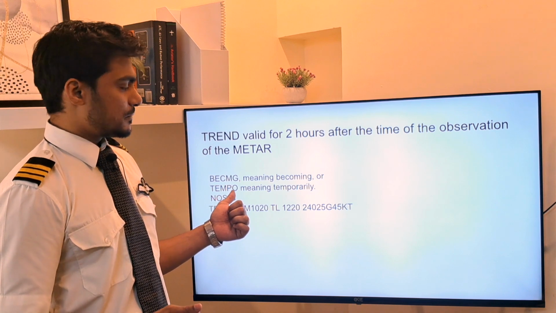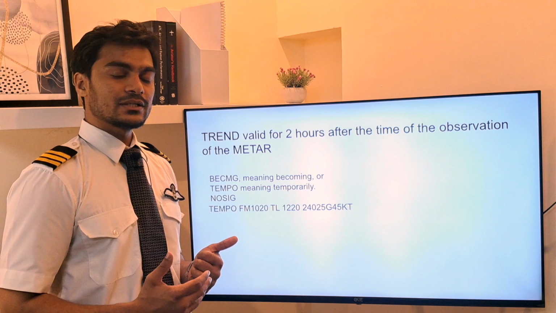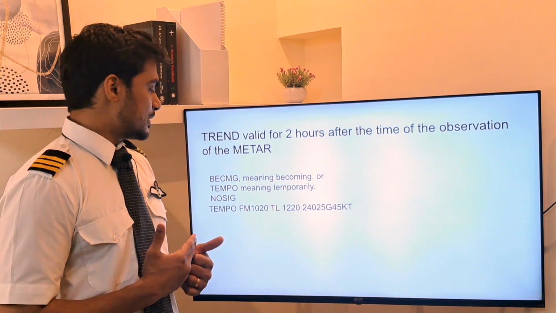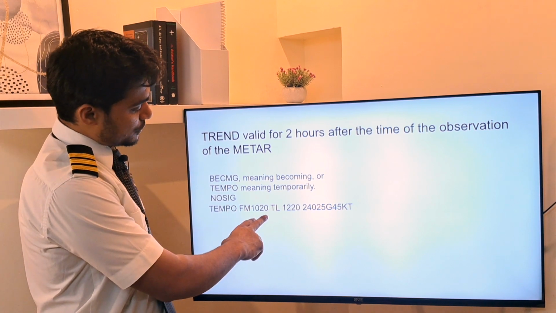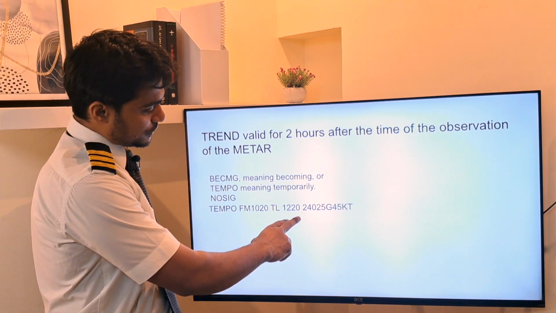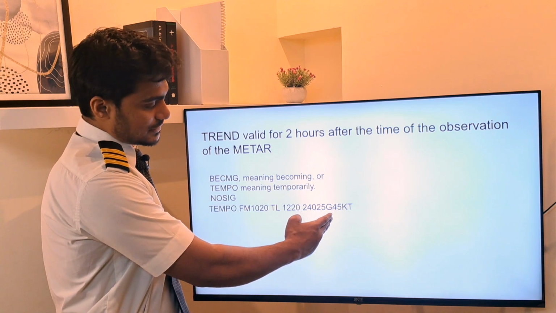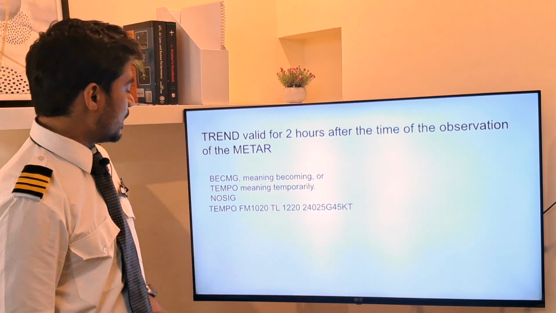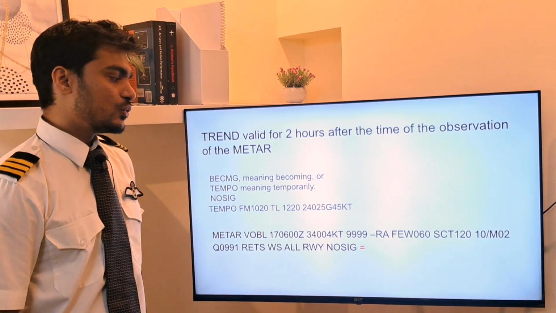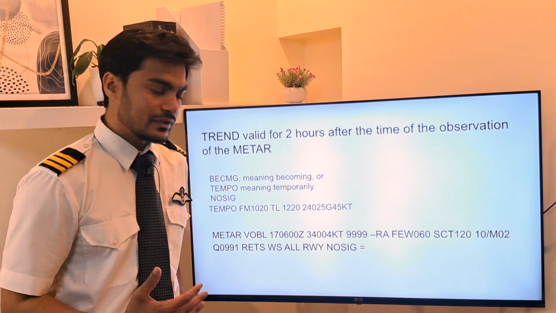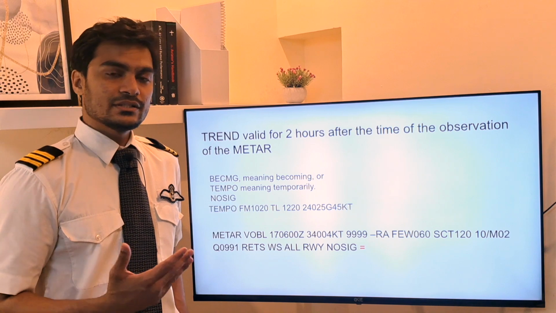Then tempo. Tempo stands for temporary change. This temporary change is a change which we are expecting to be less than an hour. So again, like if we see over here, temporary change from 1020 till 1220 UTC, winds 240 degrees true, 25 knots, gusting till 45 knots. Then whenever we have no sig written in our Metar, it stands for no significant change in the next 2 hours. Whenever we have this, we're not really going to expect any further change in the Metar for another 2 hours.